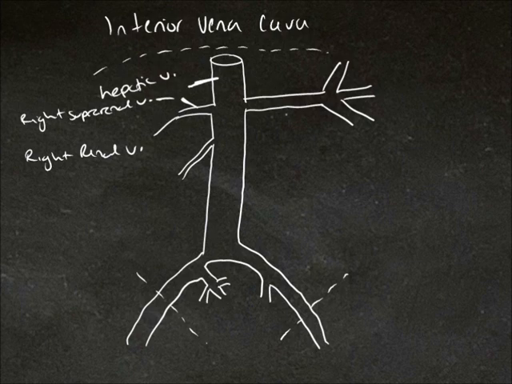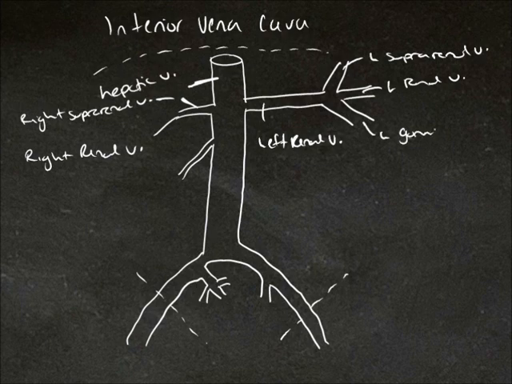On this side, we have the left renal vein. And then we have the left suprarenal vein. The left renal vein. And the left gonadal vein. Which would make this vein here the right gonadal vein.